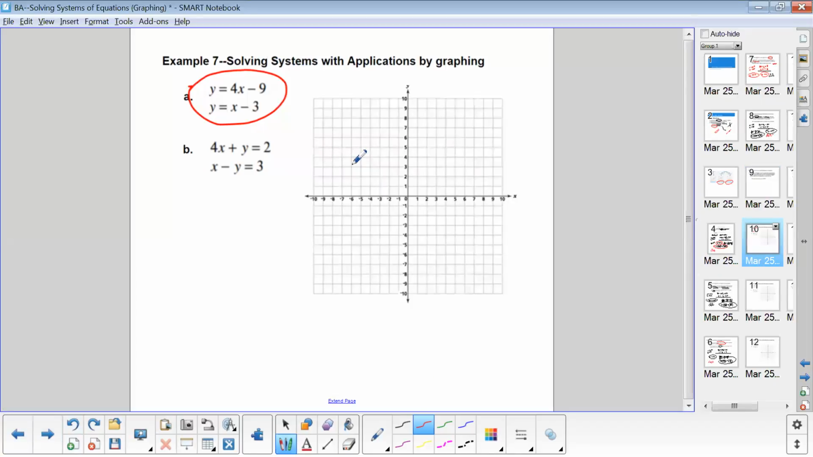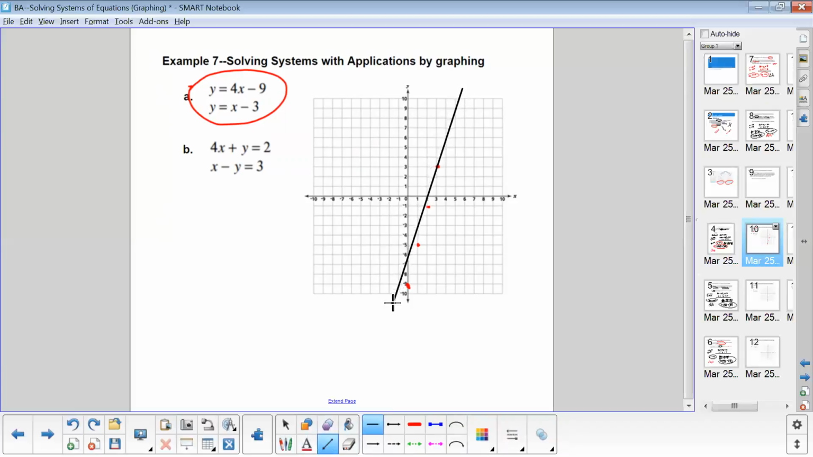So we could plot this, and we could plot this, at negative 9, and then apply our slope of 4 to 1. 1, 2, 3, 4 to 1. 1, 2, 3, 4 to 1. And we can draw our line if we were doing this by hand.